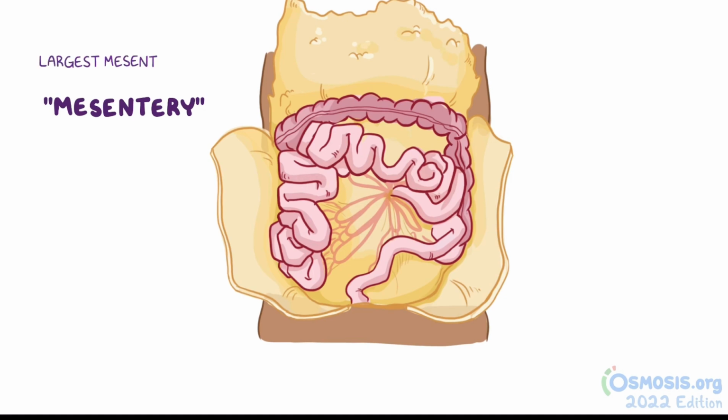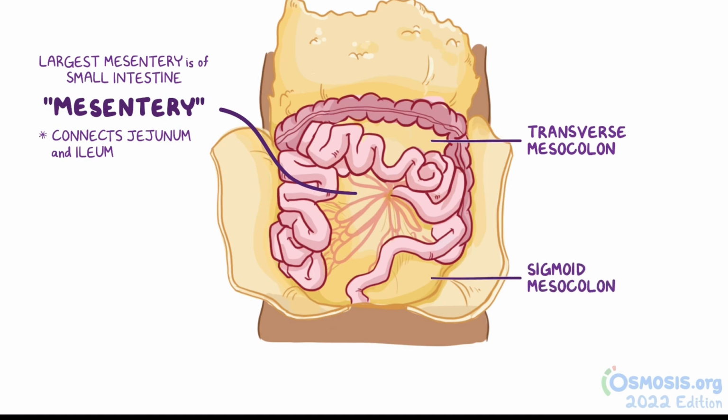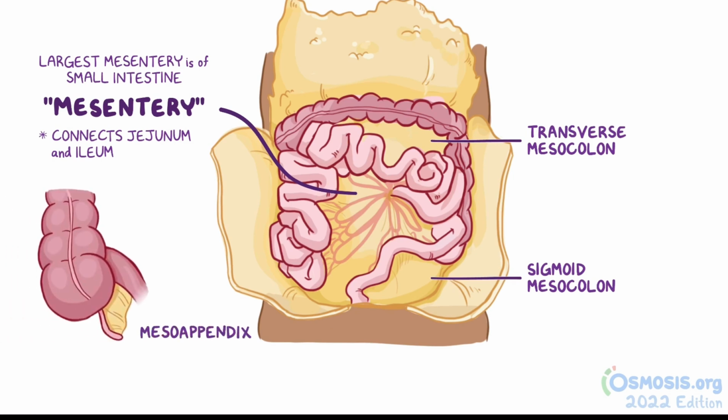The largest mesentery in the body is the mesentery of the small intestine, which is usually just called the mesentery, and connects the posterior abdominal wall to the jejunum and ileum. Next is the transverse mesocolon, which connects the transverse colon to the posterior abdominal wall. Then there's the sigmoid mesocolon, which connects the sigmoid colon to the posterior wall of the abdomen and pelvis. Finally, there's the mesoappendix, which connects the ileum to the appendix.